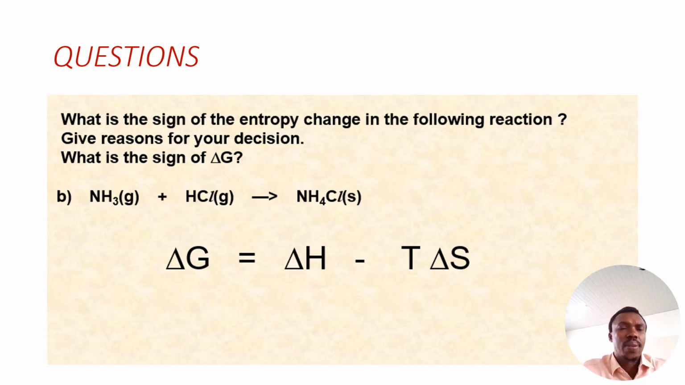Here again is another task for us to handle. What is the sign of the entropy change in the following reaction? Give reason for your decision. And what is the sign of the free energy, which is delta G? So look at the equation, look at the reaction, and consider the factors, the enthalpy change and the entropy change, and give the sign of the entropy change, the sign of the enthalpy change, and say whether the reaction is spontaneous or non-spontaneous. It's as simple as ABC.